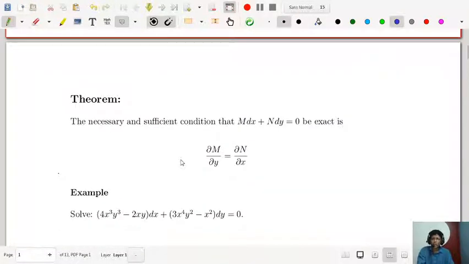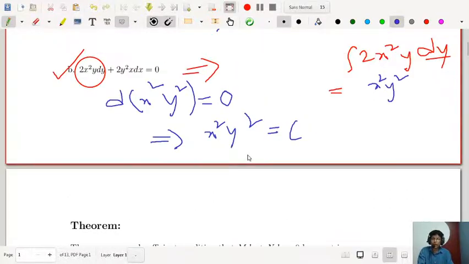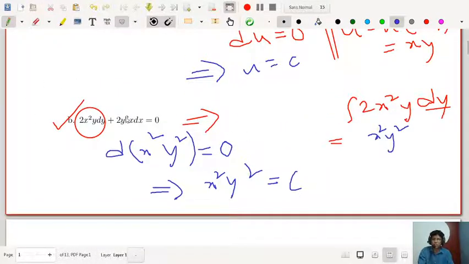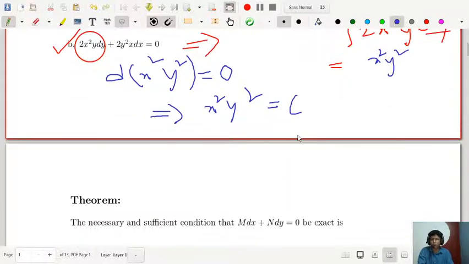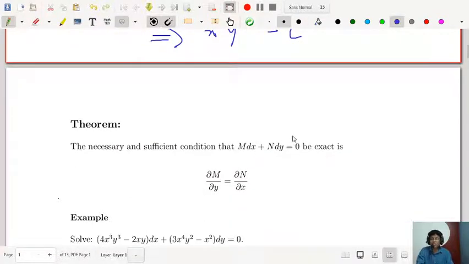Now the question is, there are infinitely many equations that are not obviously exact, but can be exact, though you cannot see it by inspection. It can be more complicated. In that case, what is the way? The way is that there is a necessary and sufficient condition. You can check that necessary and sufficient condition.